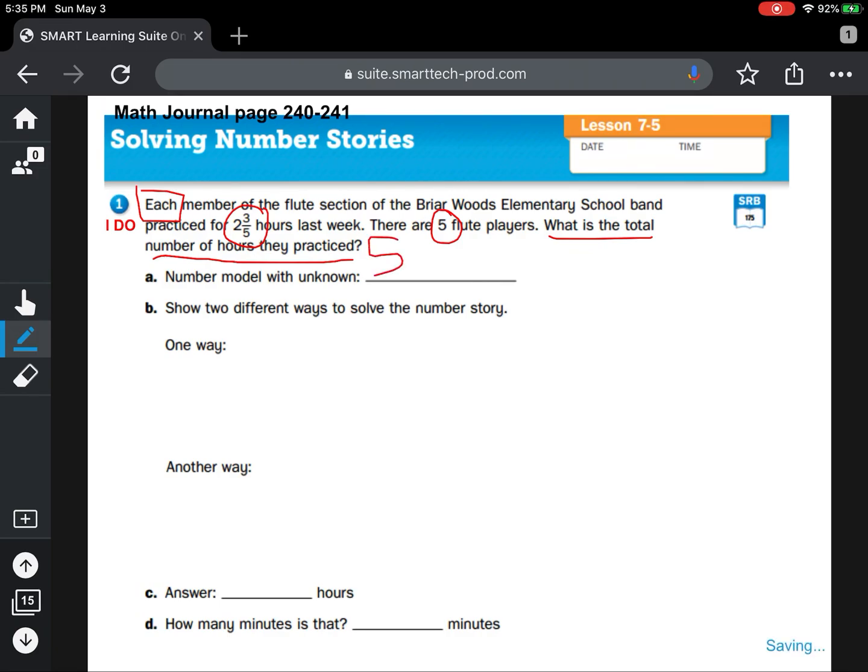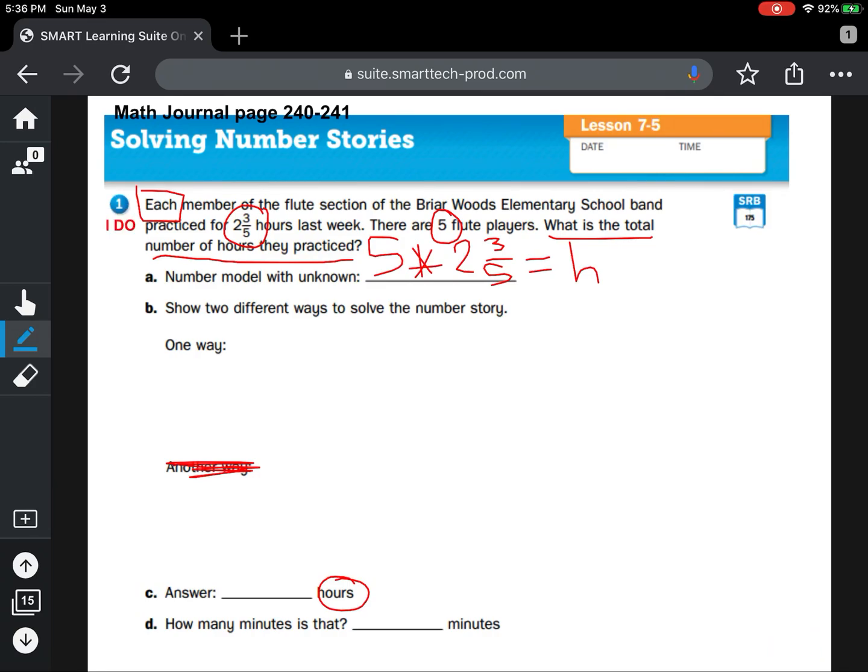What we are going to multiply is 5 flute players times 2 3/5 hours per player. And I'm going to put H as my unknown since we're going to report our answer in hours down at the bottom. Now part B says we need to solve this in 2 different ways, but I'm good with just one.